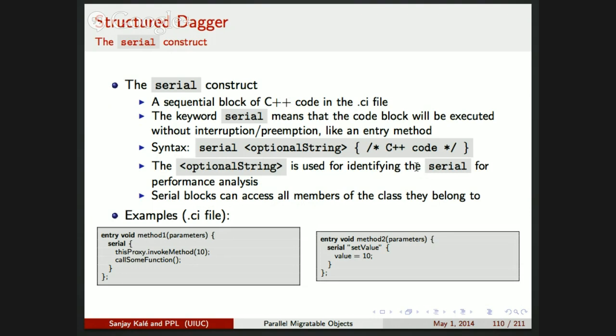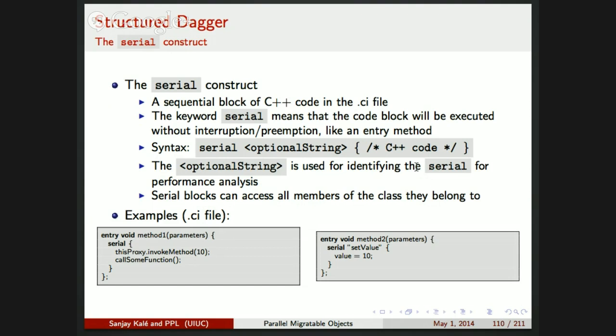So the serial construct just says execute this block of code. It'll be executed without interruption or preemption, just like the body of any other entry method. The syntax is just serial, followed by some optional string, and then the C++ code you want executed. The optional string is there because, for example, we've seen examples of Projections plots before, and in Projections plots, each different colored block usually corresponds to an entry method, telling you where time is spent. Now you can also label these serial blocks so you can see how much time is spent in each of these.